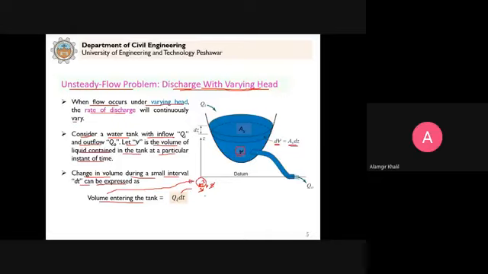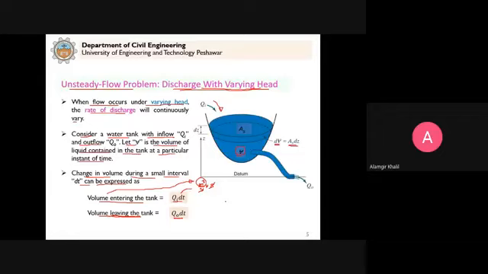Cubic meter, cubic feet, whatever. So the volume entering the tank is given by Qi into dt. Qi is the inflow that is entering, so Qi into dt is the volume that has entered this tank in time dt. Now we also have outflow from this tank. The volume leaving the tank will be equal to Q naught times dt.